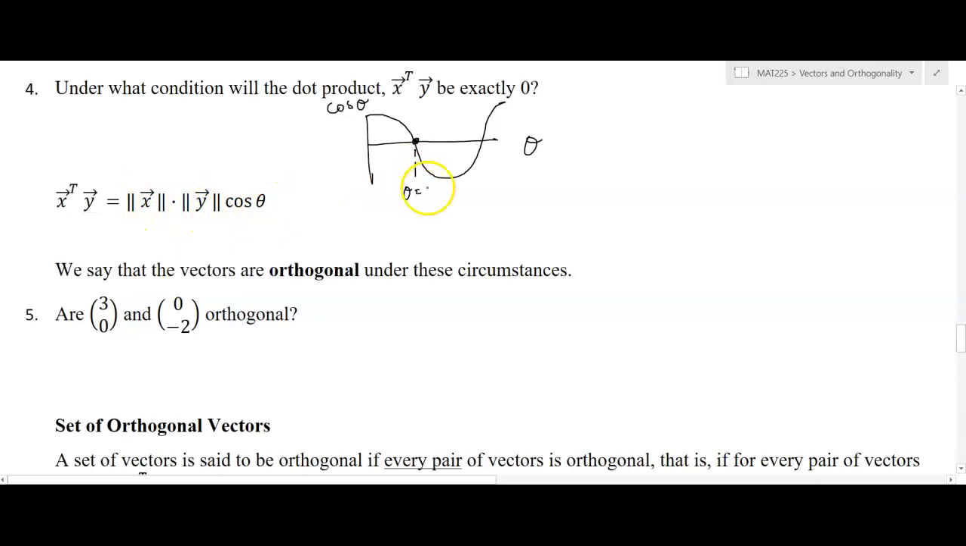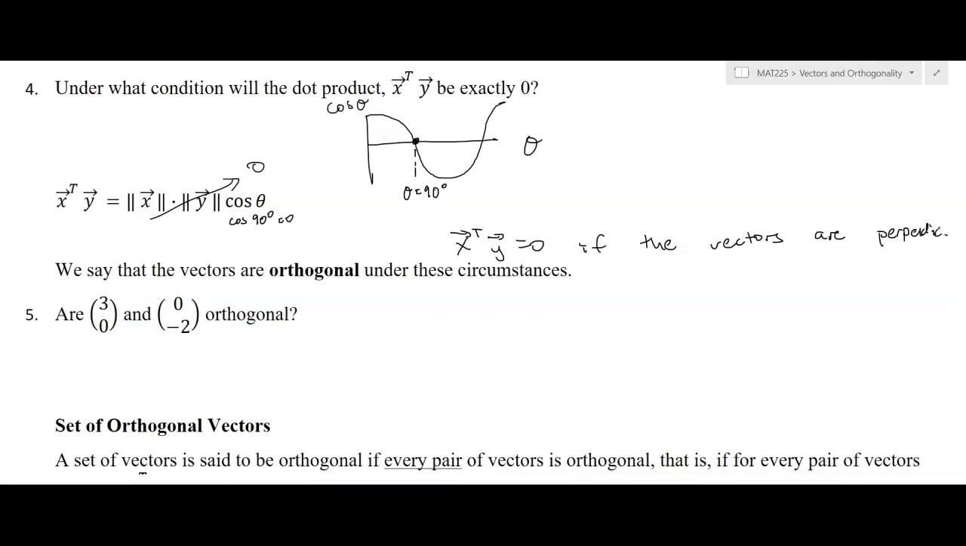If theta is equal to 90 degrees, however, we would have the cosine of 90 degrees, and that is equal to 0. And so this whole right-hand side would be 0. And so we could say that x transpose y equals 0 if the vectors are perpendicular. And the opposite holds true. If the vectors are perpendicular, then their dot product is 0 as well.